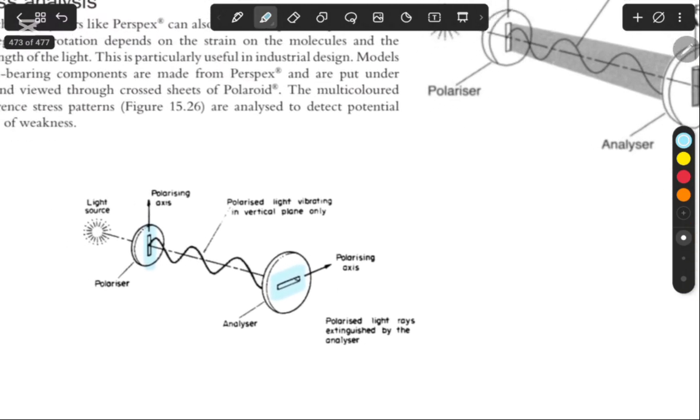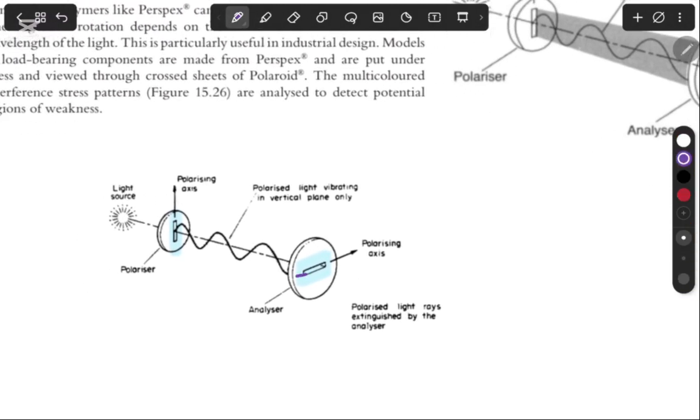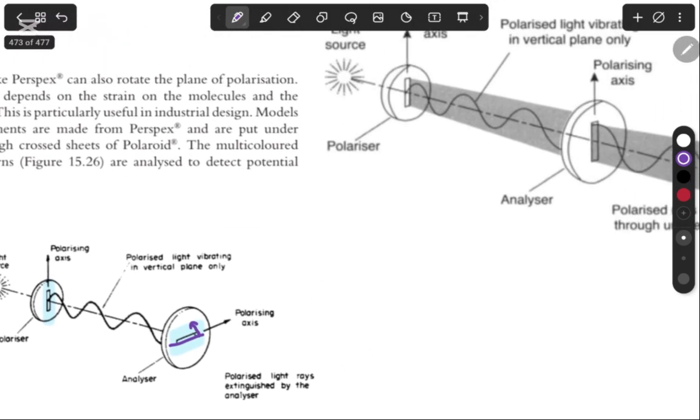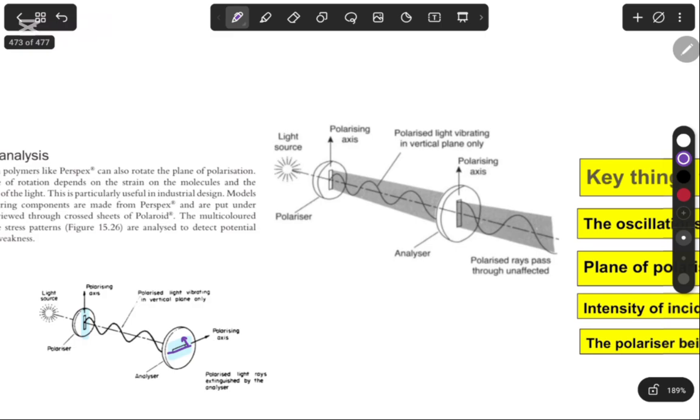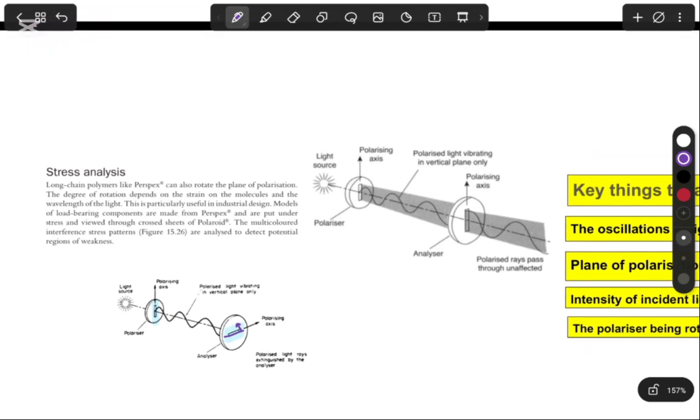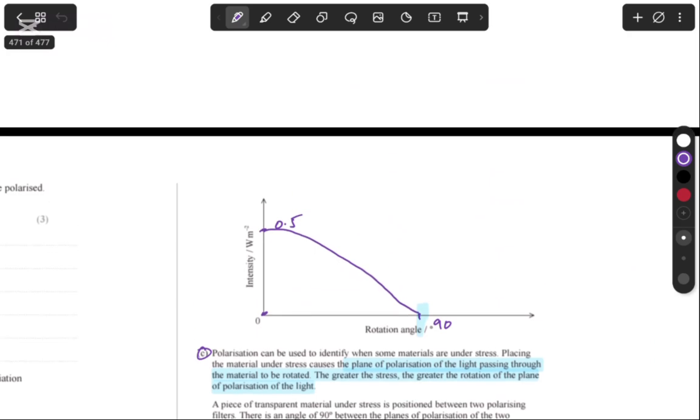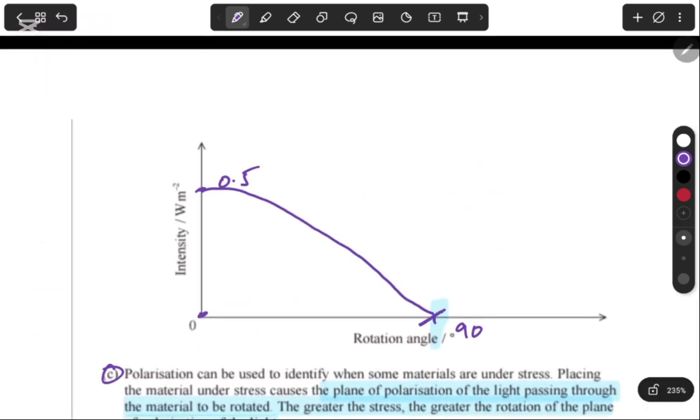But then when we put a little stress, it's going to cause the plane of polarization to rotate. And when that rotation happens, you can expect some of the light to pass through. So the intensity of light will increase. And we can tell this using the graph as well. You can see at 90, the intensity is 0. No light will pass through.